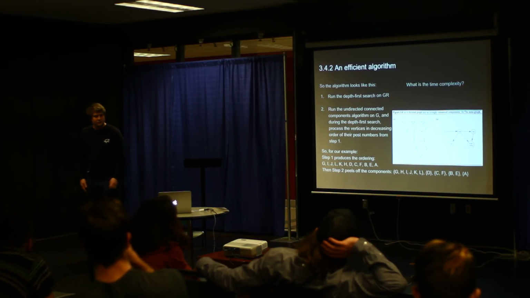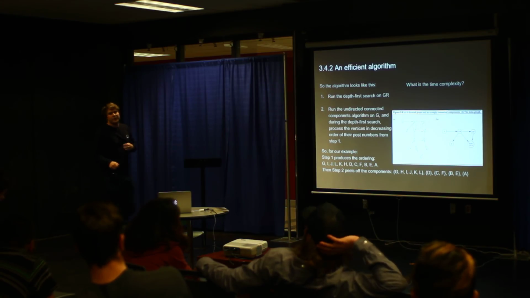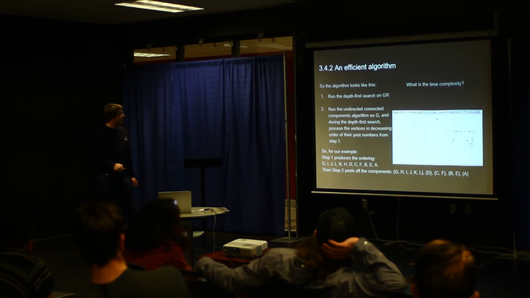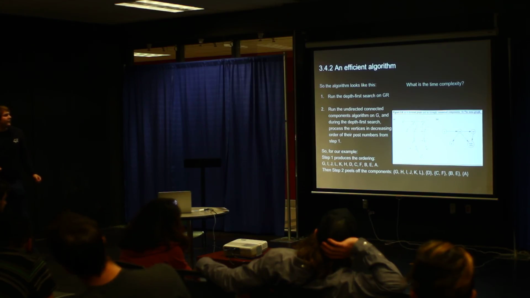So this should be put up. But yeah, looking at the algorithm overall, what we're going to do is first run depth first search on the reverse of the graph, grab all those numbers, and then run the same algorithm that we used to find these connected components on the graph. And then basically do it for the next one and the next one and the next one.